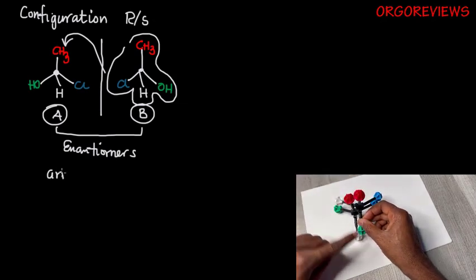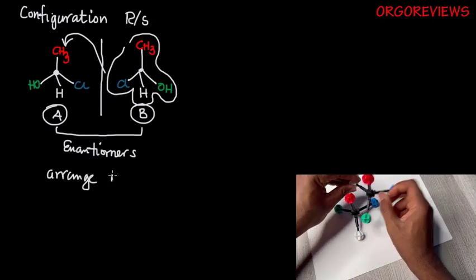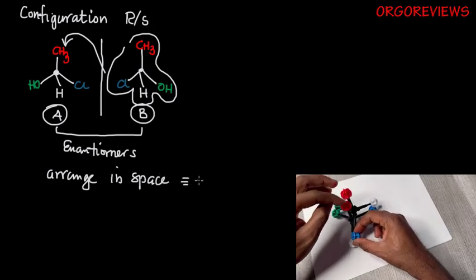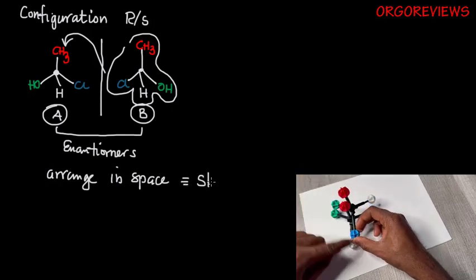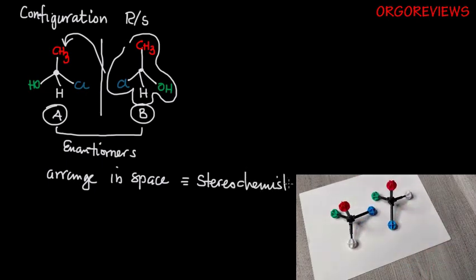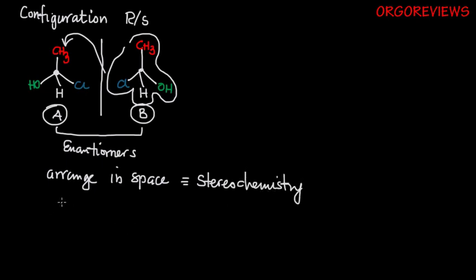So arrangement in space, which is equivalent or almost the same as what we call stereochemistry, pretty much describes the R and the S. Okay, so these mirror images, one of them could be the R or one of them could be the S. And we're going to learn the rules that govern the assignment of R or S. So this is pretty much what chirality means.